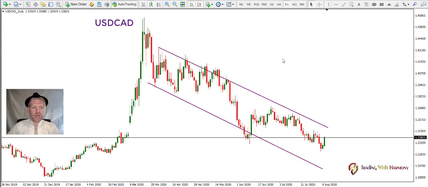Okay, so we have the actual dollar Canadian. We can see it's still in the descending channel. So let's go into the 4 hour.